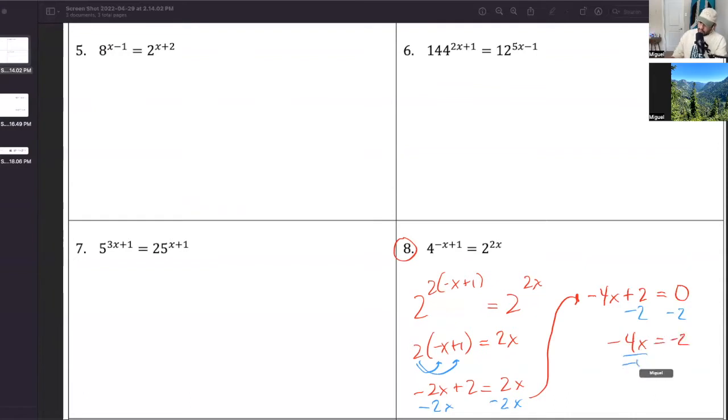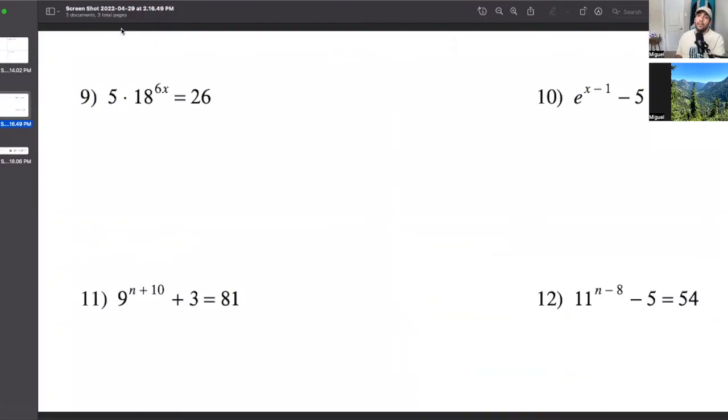And let's go ahead and divide both sides by negative 4. And that is x equals 2/4. If I simplify that, that's 1/2. And now let's go ahead and talk about scenario number 2.